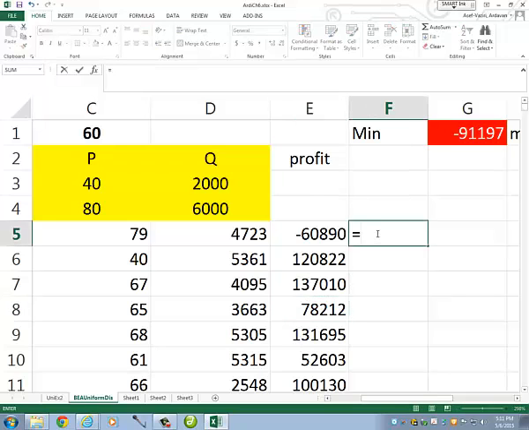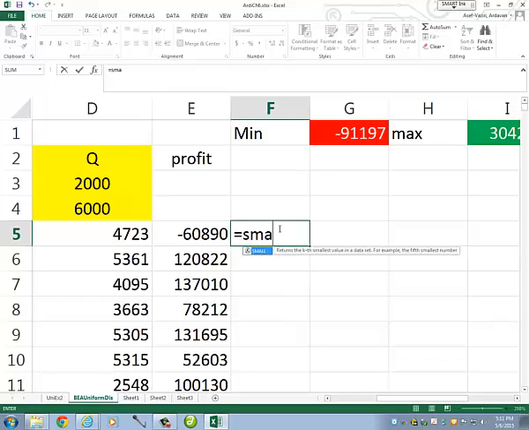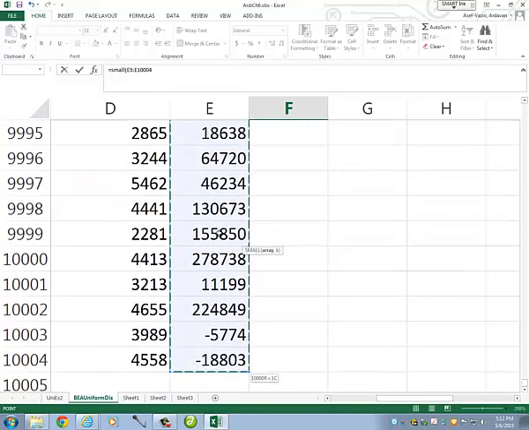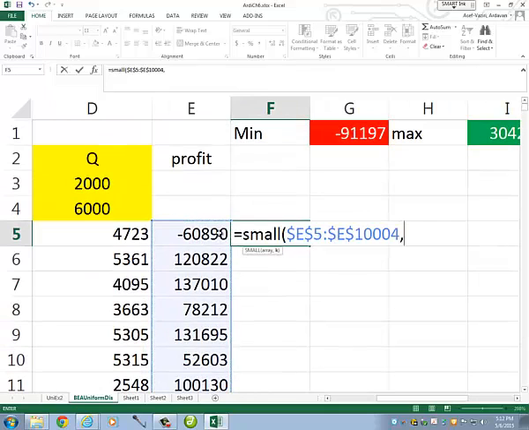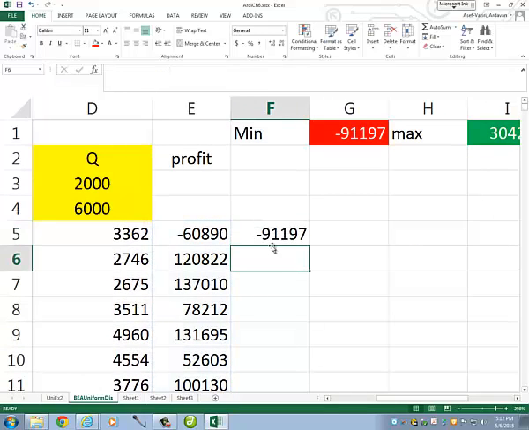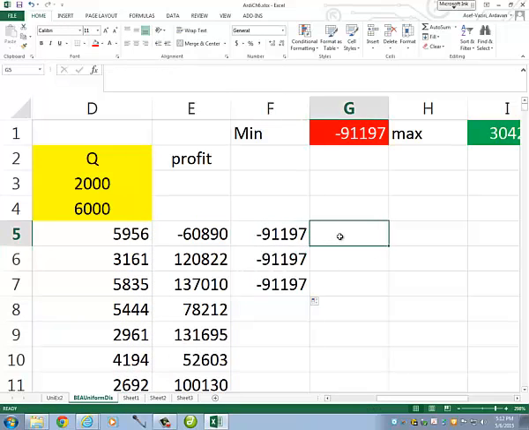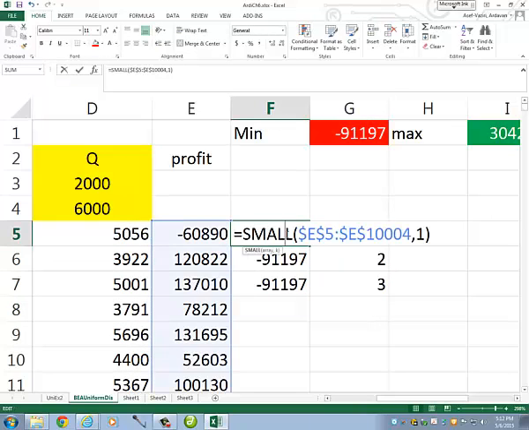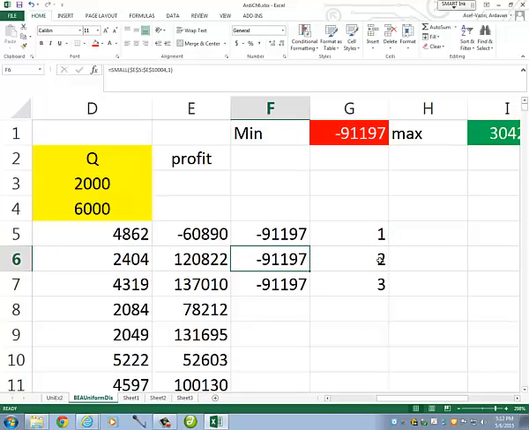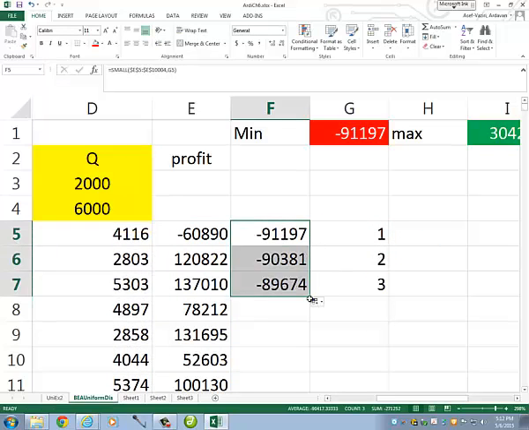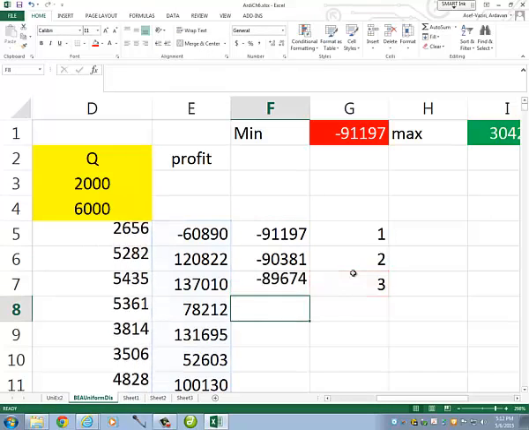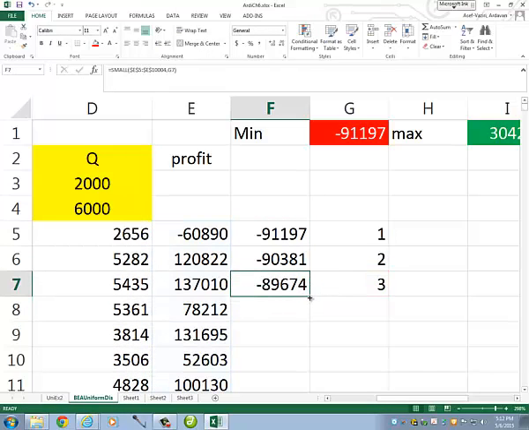Then I type here equal to small, this array, and I lock it because I'm going to copy down, and 1, the first one. But if I copy it down, that first small will be there. I can type here 1, 2, 3, and then I say small. Instead of 1, I click on this, and then I copy it down. Now this one is referred to the third small, and I can get others.